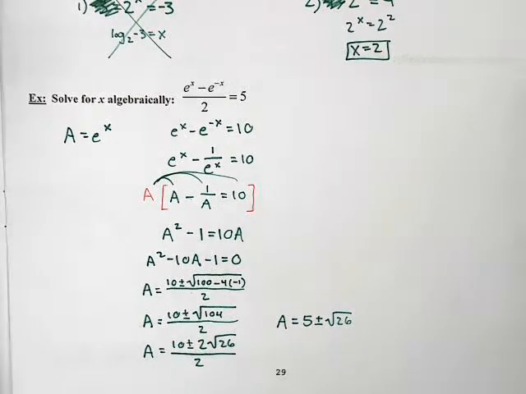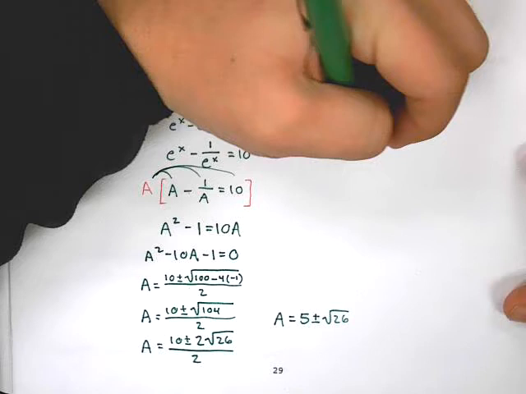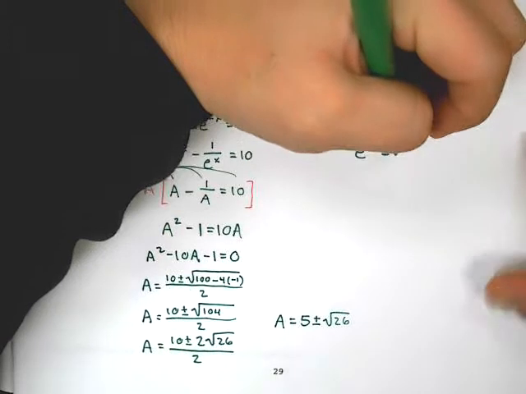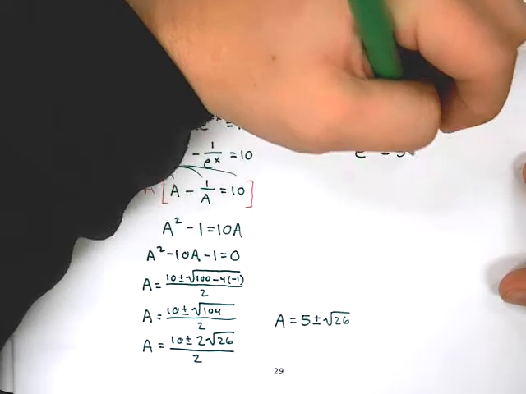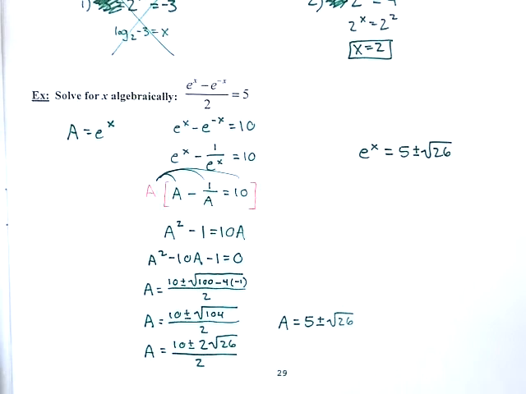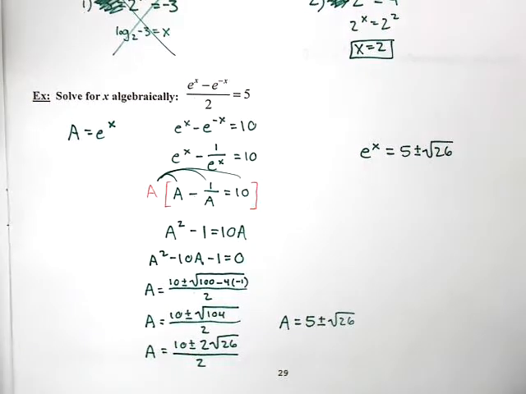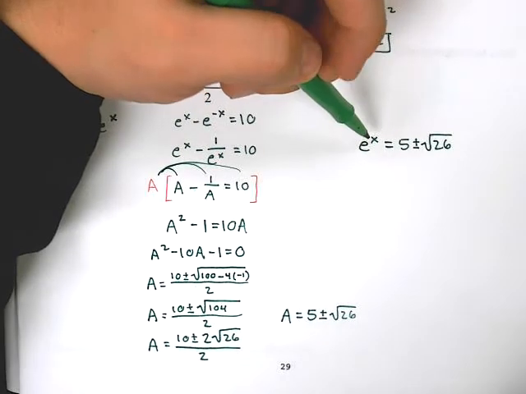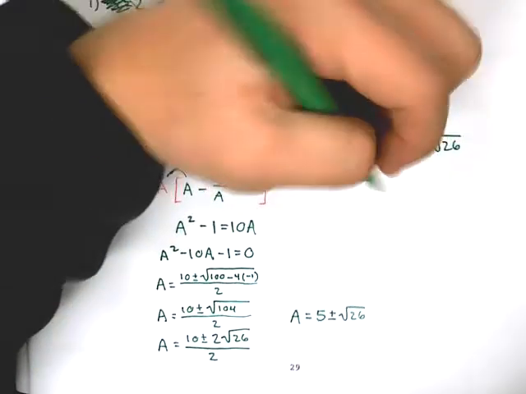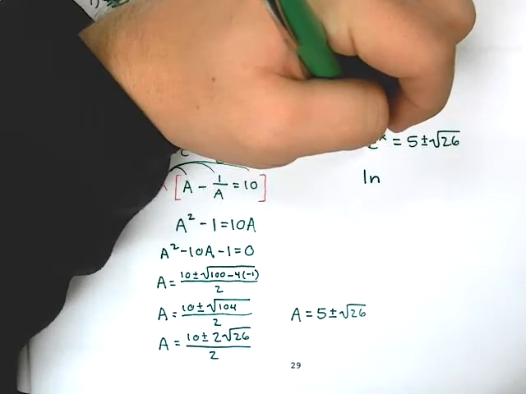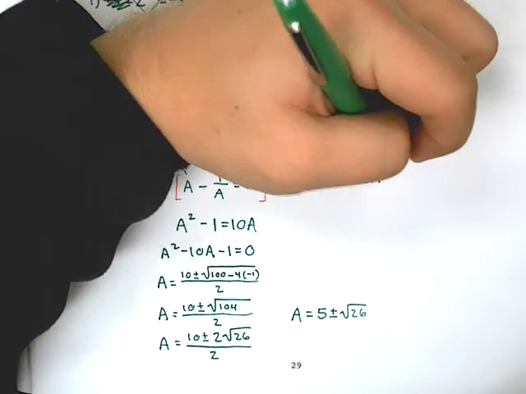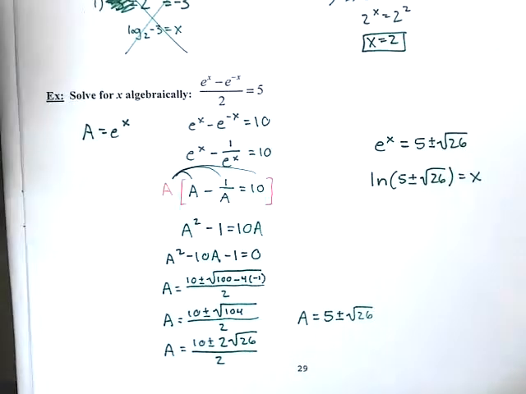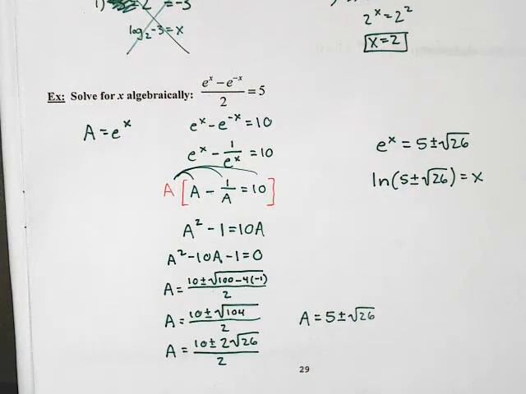Hopefully we're good at getting there. Now you have to remember, we are not done. You need to set that equal to our original a, which is e to the x. So e to the x equals 5 plus or minus root 26. To solve this, I see my variable in the exponent, so I would want to convert. Let's go ln, because we have base e. So ln of our argument 5 plus or minus root 26 is equal to x.